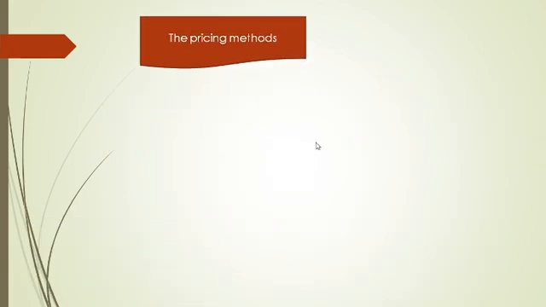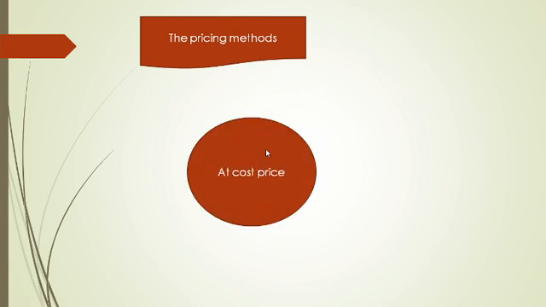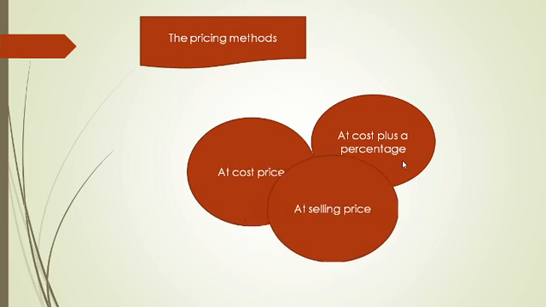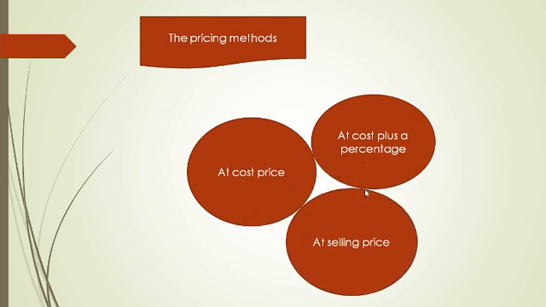Now we have pricing methods. We have three methods of pricing. One method we have is at cost price. At cost price is the price by which you paid for the goods from the supplier. At cost plus a percentage, that is the price you paid to the supplier plus a little percentage. Now the next one is at selling price. So over here we have an illustration that will help us to understand what we have been saying.